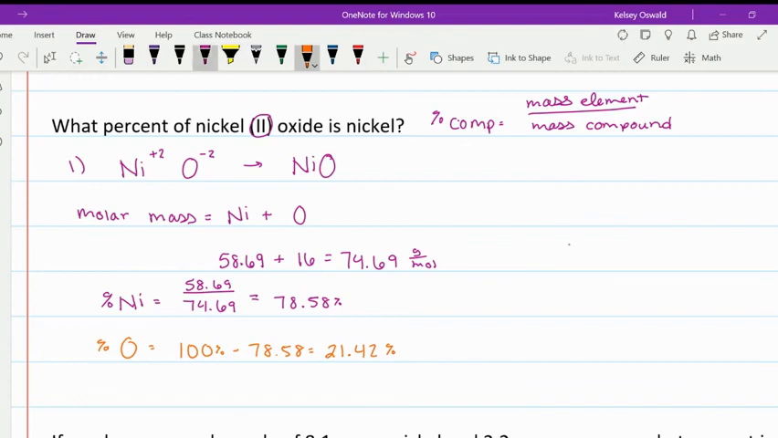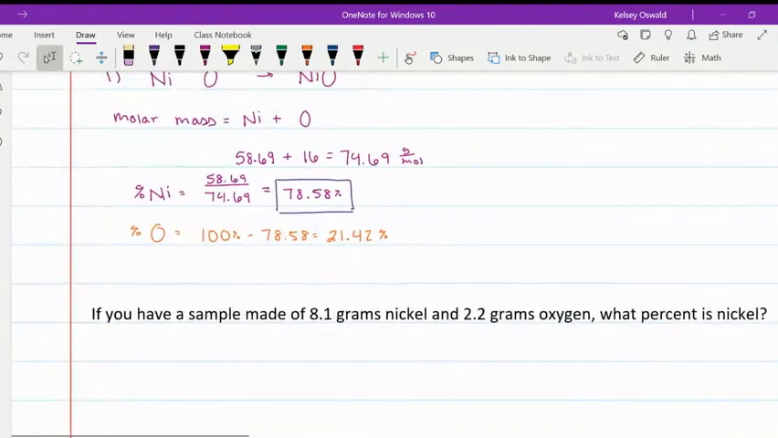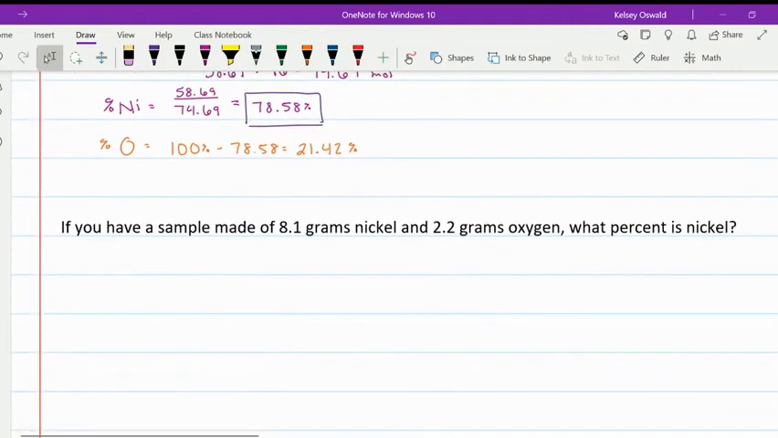So what we're going to do in our next problem is compare the percent that we got here using our molar masses to an experimental problem. We found nickel(II) oxide is 78.58% nickel and 21.42% oxygen. Here we have an actual sample we have in the lab. The sample is made of 8.1 grams of nickel and 2.2 grams of oxygen. We want to find what percent of this compound is nickel.